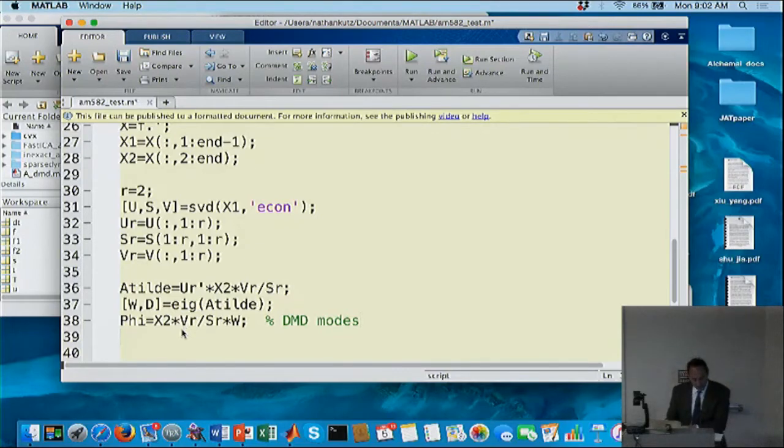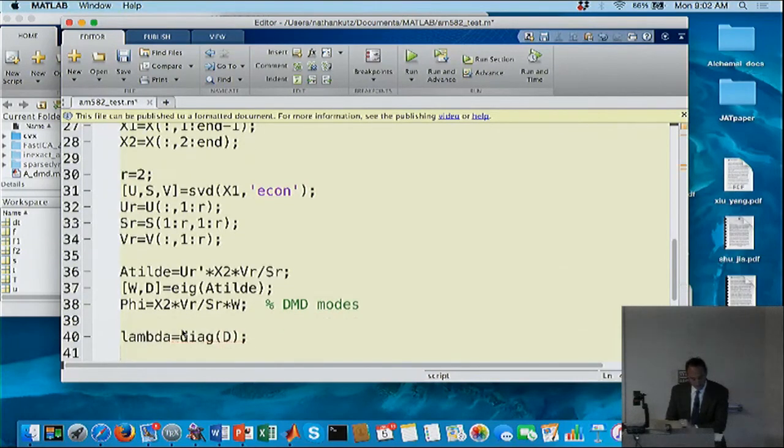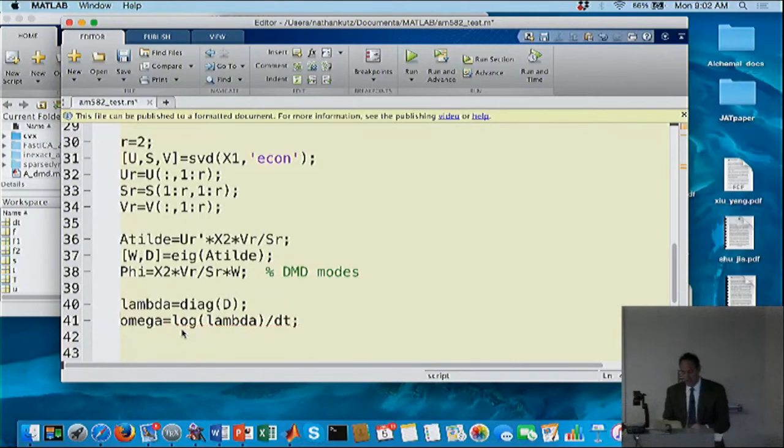Now the eigenvalues, the lambdas, are the diagonals of D. And the omegas, this is what's called in the Poincare space. So if you want e to the omega t, that's what lambda is. So to get to the omega, you basically take the log of the lambdas divided by dt. Okay. So there we go. I have now my DMD modes and DMD eigenvalues, and we're ready to go.